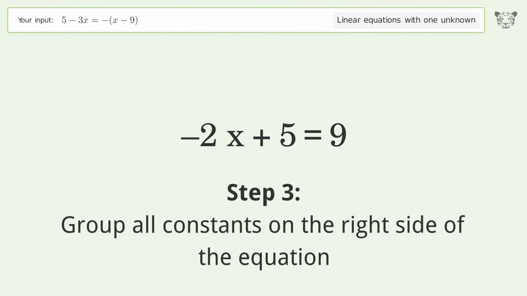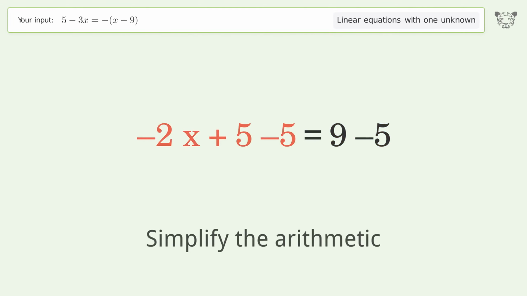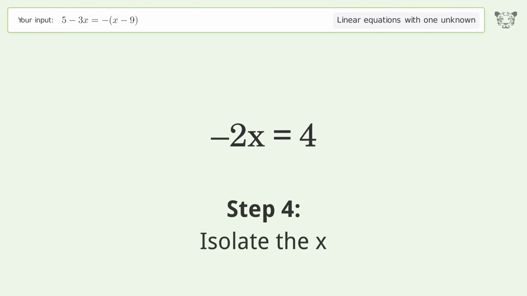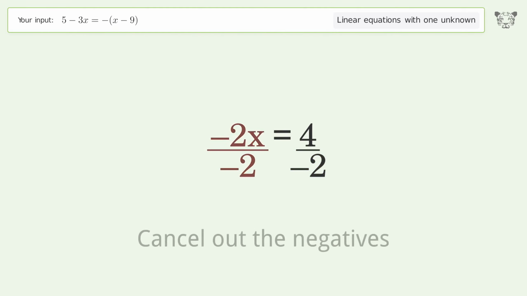Group all constants on the right side of the equation. Subtract 5 from both sides. Simplify the arithmetic. Isolate the x. Divide both sides by -2. Cancel out the negatives.